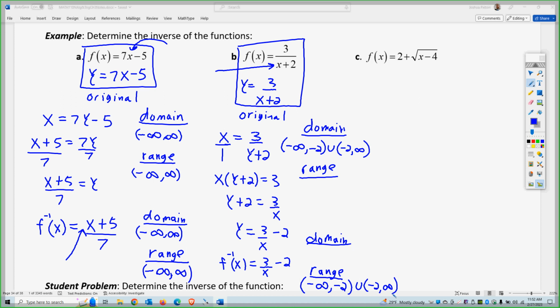Okay, so range, I can either figure out that from the original, or I can figure out the domain of the inverse. So if I look at the inverse, I cannot plug in 0 because I can't do 3 divided by 0. So that is negative infinity to 0, union 0 to infinity. Okay, which is in fact our range of the original function, negative infinity to 0, union 0 to infinity. All right, and you can prove that to yourself as to why.